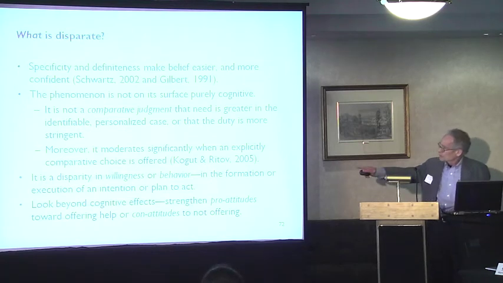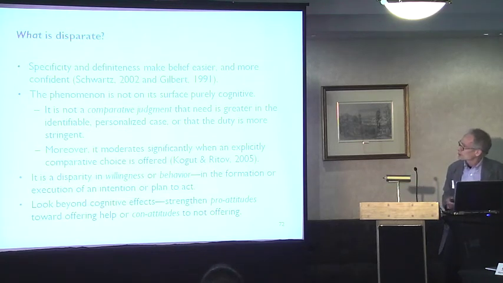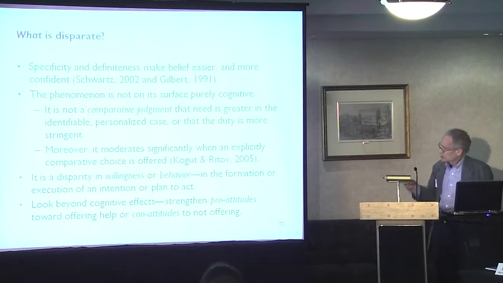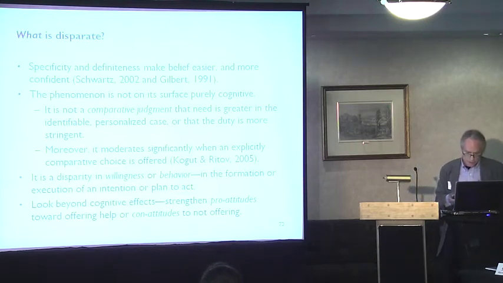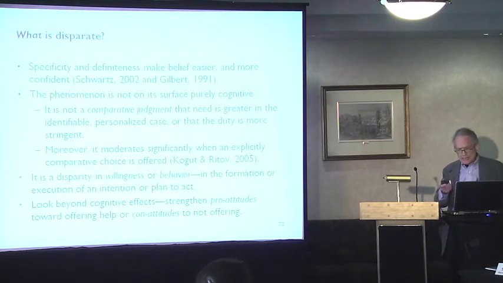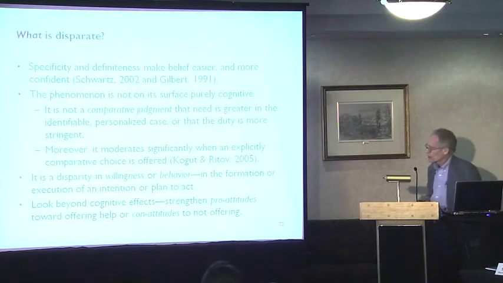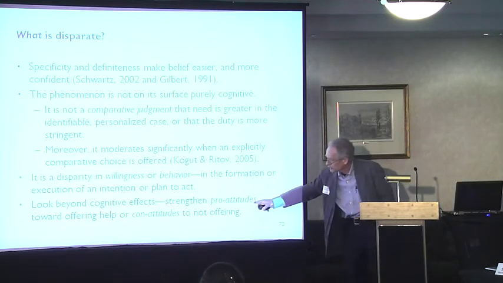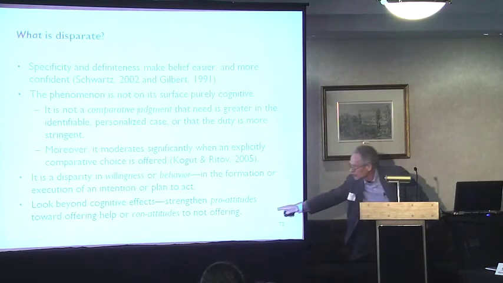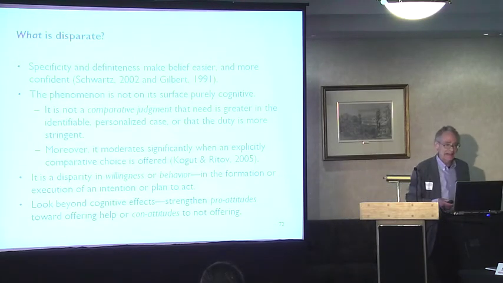It is, however, a question of willingness and behavior. It's what people are willing to do or to intend or to give. And so we have to look beyond cognitive effects and look at the ways in which affective responses, pro-attitudes and con-attitudes enter. And there really are two aspects to this. We've talked mostly about the way in which pro-attitudes toward helping might be strengthened. I'm going to talk also about con-attitudes toward not helping.